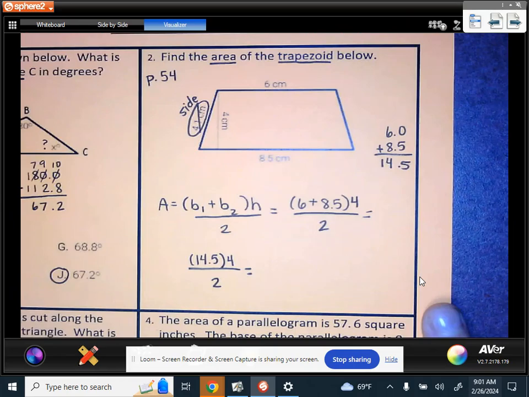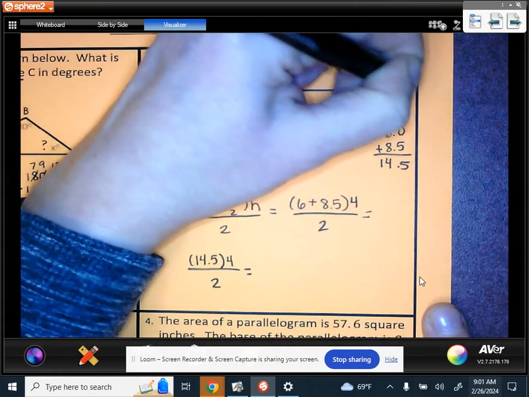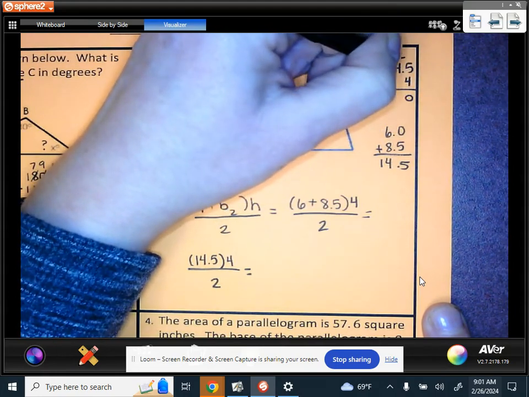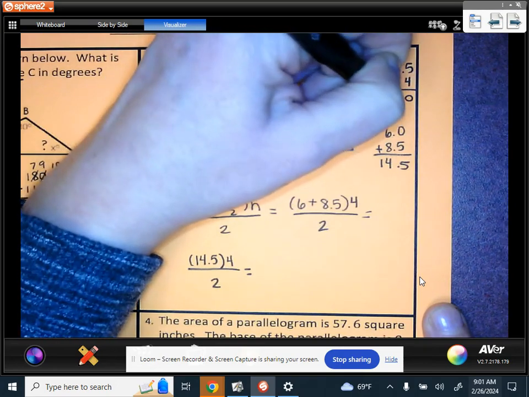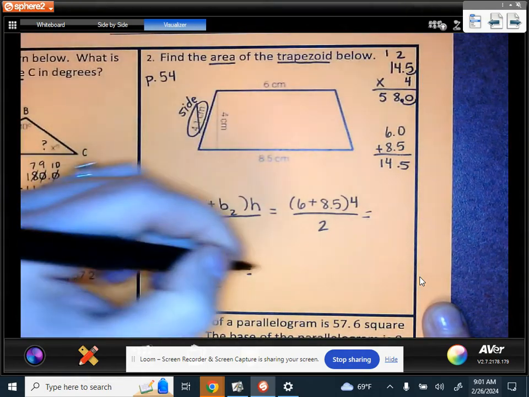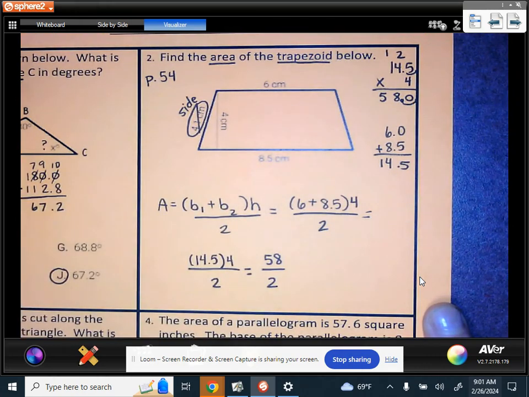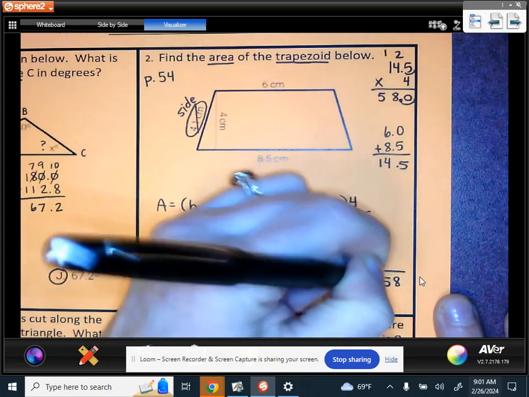Now I need to do the multiplication. So 14.5 times 4. So 4 times 5 is 20, 4 times 4 is 16, plus 2 is 18, and then 4 times 1 is 4, plus 1 is 5. Don't forget that if there's a decimal in the problem, there needs to be a decimal in the answer, so that part gives me 58. And then we have to do 58 divided by 2. Sometimes you can do the dividing by 2 mentally, but if you can't, you need to make sure you go off to the side and actually divide it out.